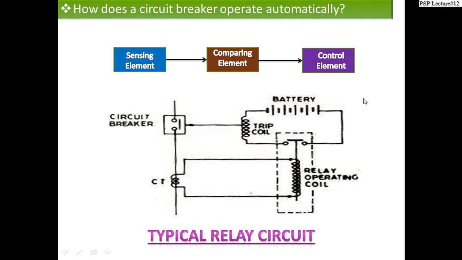Now, the figure below shows the CT, which converts a very high current into a low current. Let's say it is a simple overcurrent relay, and this is the relay operating coil. When a certain amount of current flows, the electromagnetic force attracts that particular switch, which short circuits these two terminals of the battery circuit. Under normal condition, it is in the open position, so there is no energization of this trip coil.